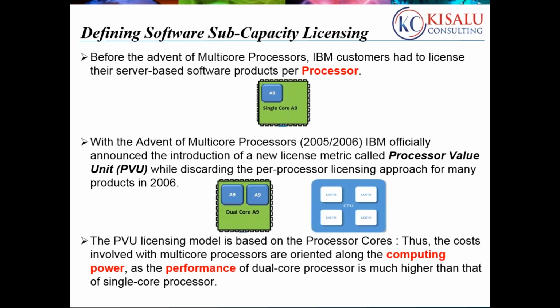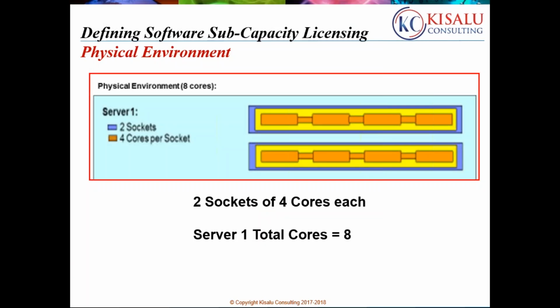The last bullet is that the PVU licensing model is based on the cores on a particular chip. The cost involved for multiple cores is in line with the computing power of the server and the performance of the processors on your machine. The higher the number of cores, whether dual core or quad core, the more you will pay, because the performance of the machine is higher. That's how IBM aligned the licensing of software.